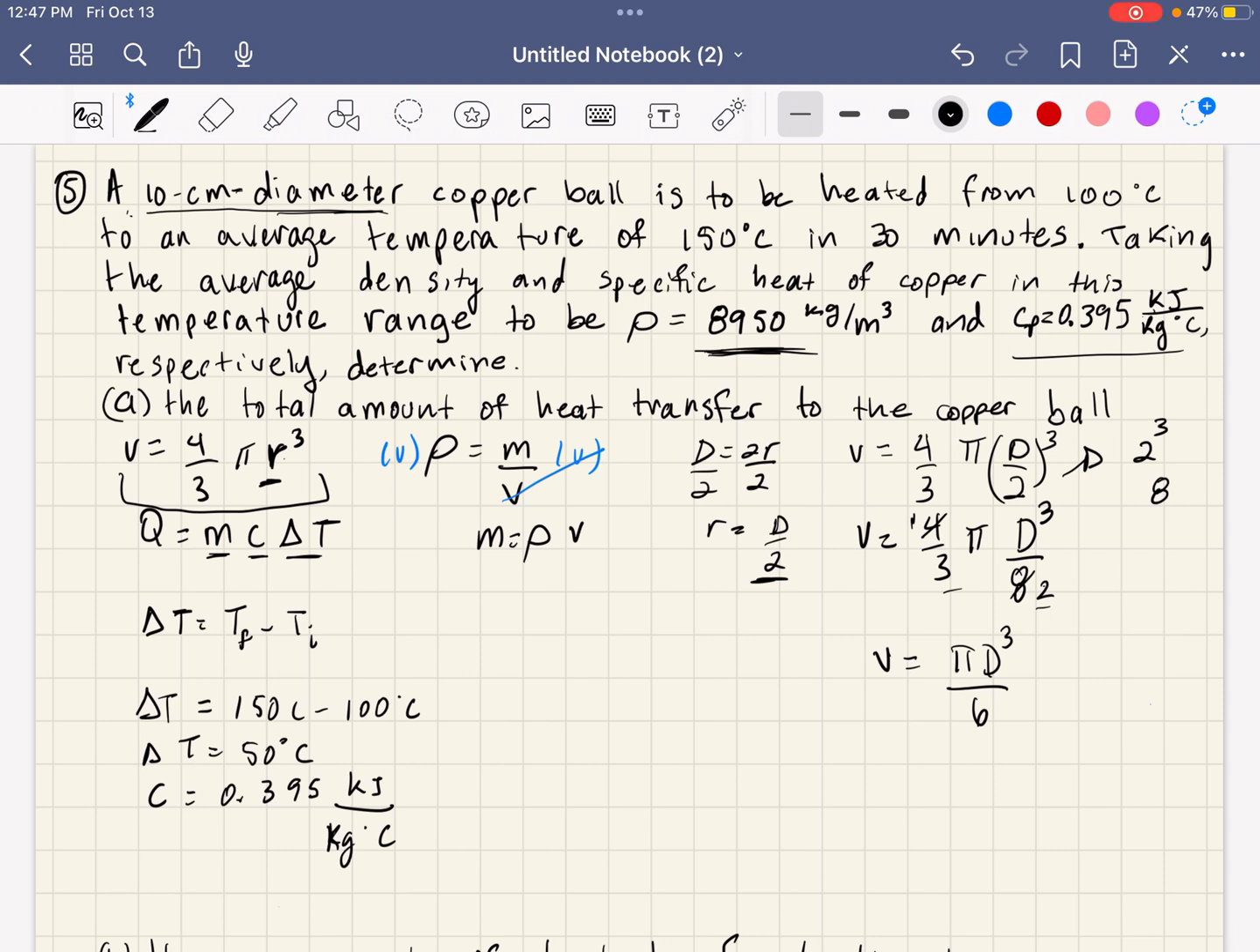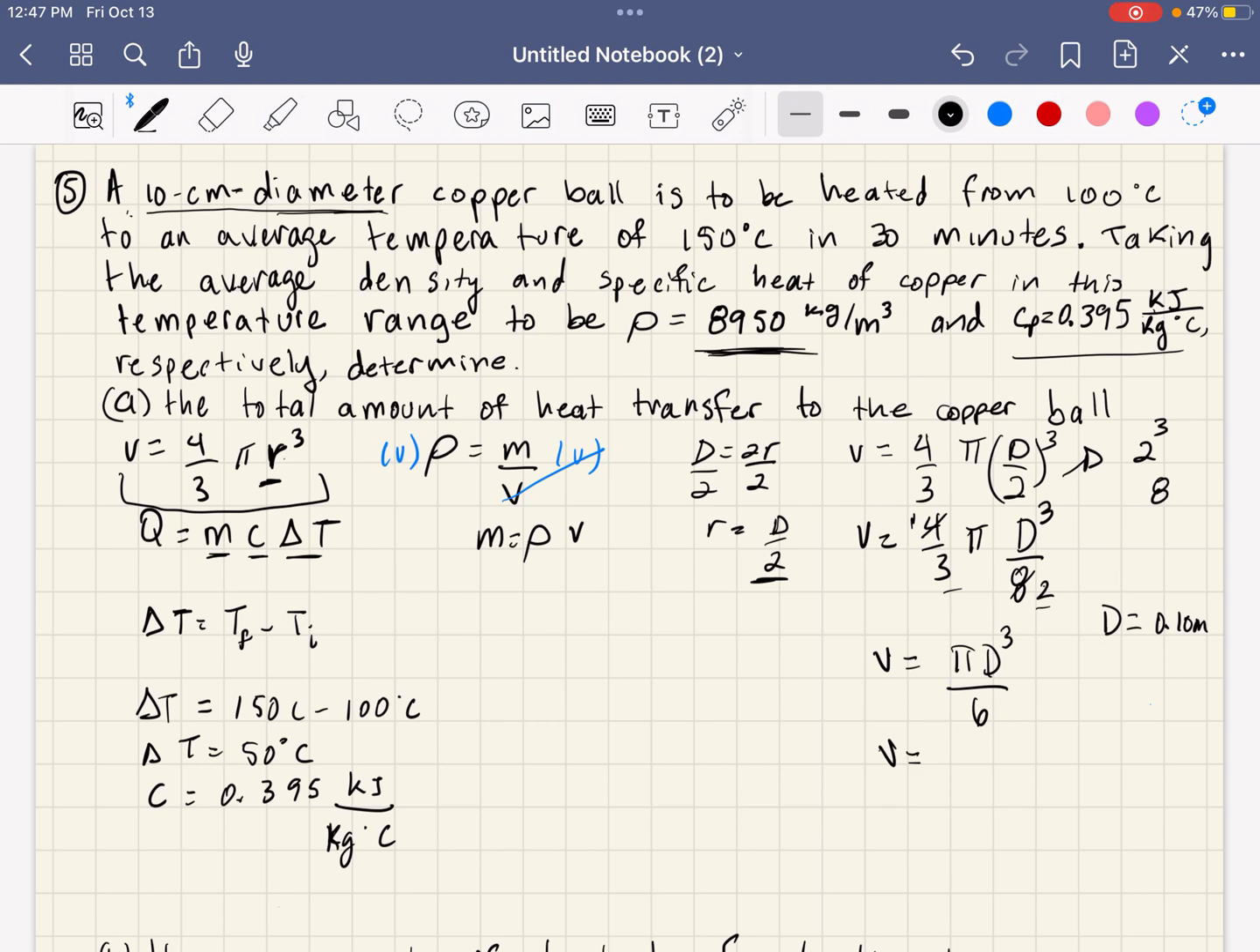So I have that the diameter is 10 centimeters. I need to convert that into meters, and I do so by dividing by 100 or moving the decimal place by 2. Again, meters to centimeters is centi, 100. So then my diameter is just going to be 0.10 meters.